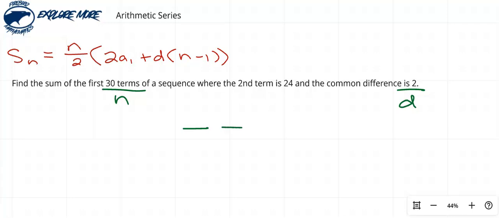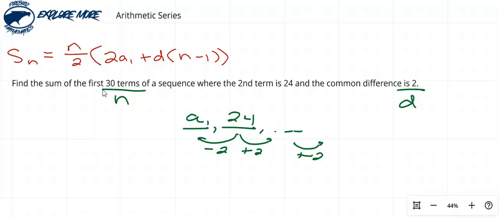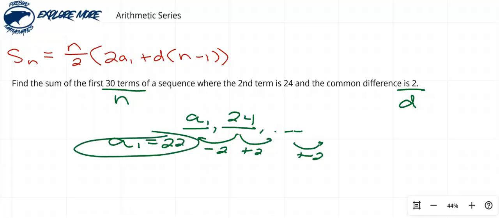So that's not so bad, right? If we know the second term is 24, and we really need to know the first term, a1, well, working backwards, the common difference says what number should I add each time, plus 2, plus 2. So to work backwards, we would just do minus 2 instead. We can use that strategy to figure out that my first term is 22. Okay? So now I'm ready to use my formula.